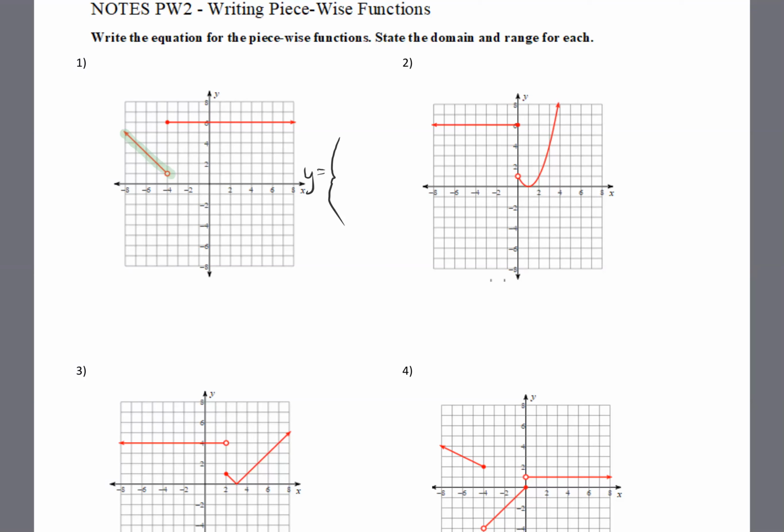Okay, so for this first one, we are going to find the equation of this line here. So to find this equation, if this line kept going, it looks like we're going down 1 over 1. So down 1 over 1, down 1 over 1, down 1 over 1. So this would be the line y equals negative 1x, or negative x, because it has a slope of negative 1. What's the y-intercept of this line?